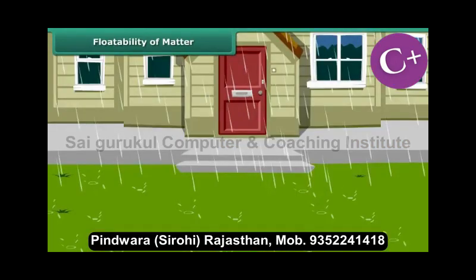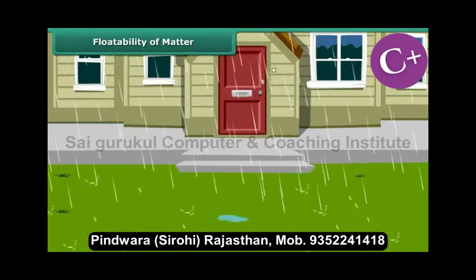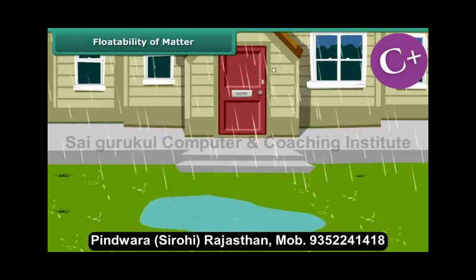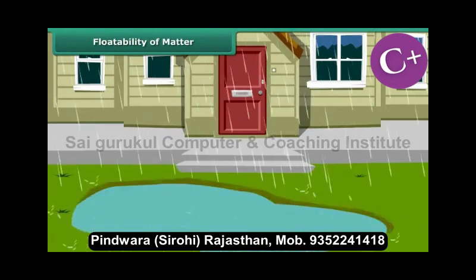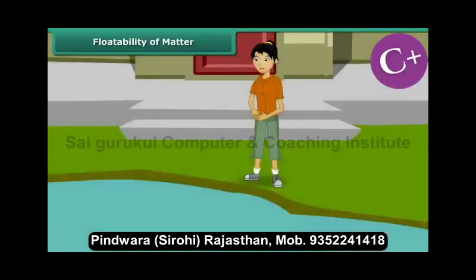It has rained heavily and a huge puddle has formed in front of Prachi's house. She is very excited. She first throws a stone. It disappears inside the puddle. Then she throws a leaf. It starts floating. Do you know why?